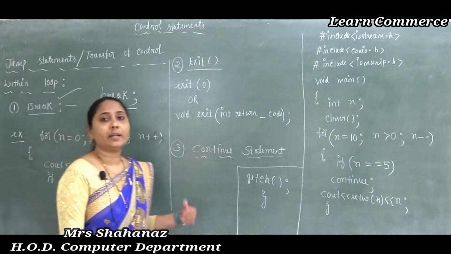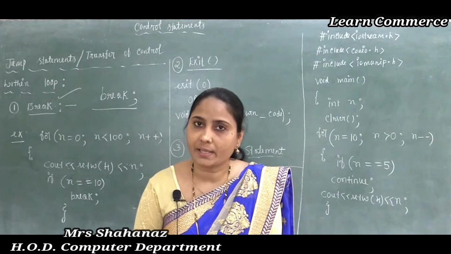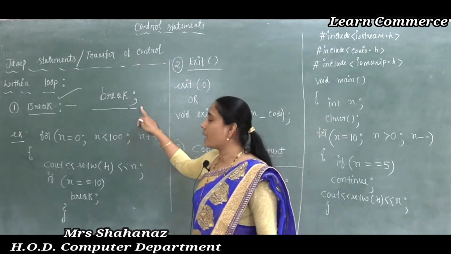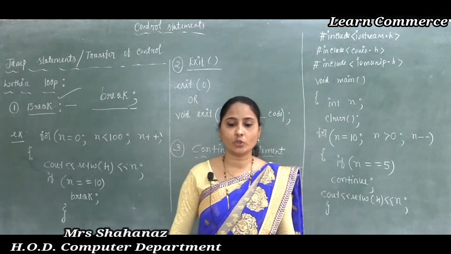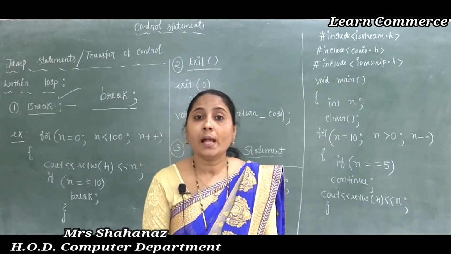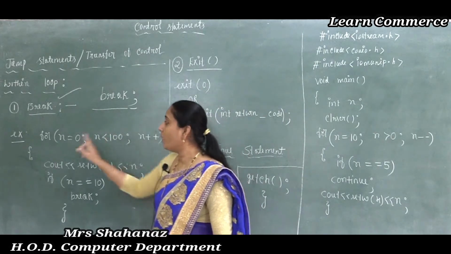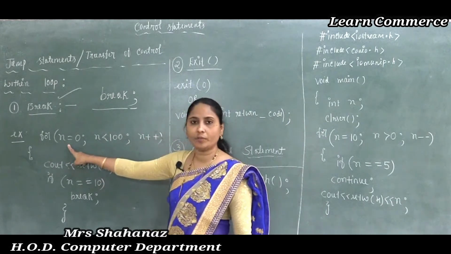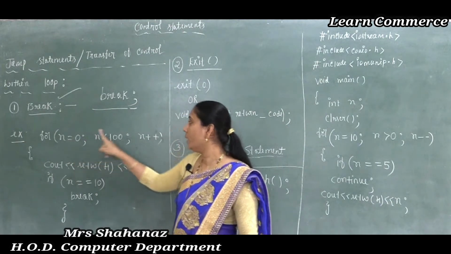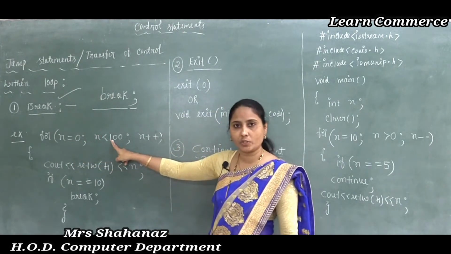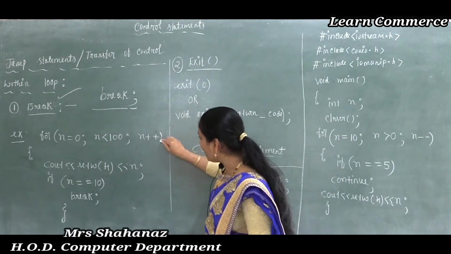The general format of the break statement is break semicolon. That is the syntax of the break statement. Now we are going to complete the example of the break statement here. The example: for, opening parenthesis, n equals 0 semicolon, n less than or equal to 100 semicolon, n plus plus, and closing parenthesis.